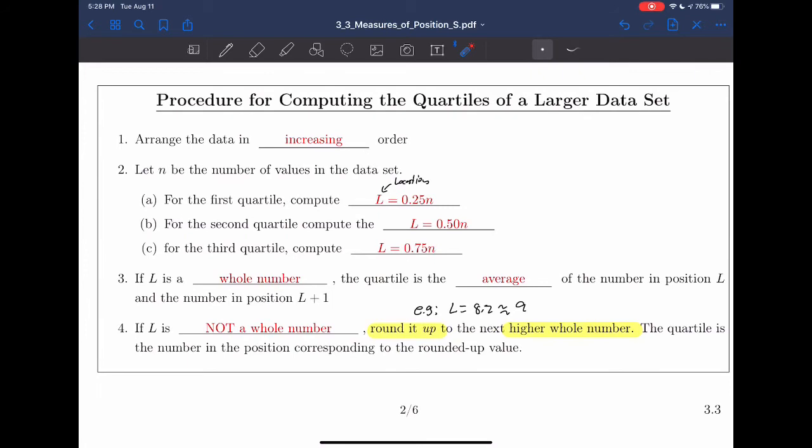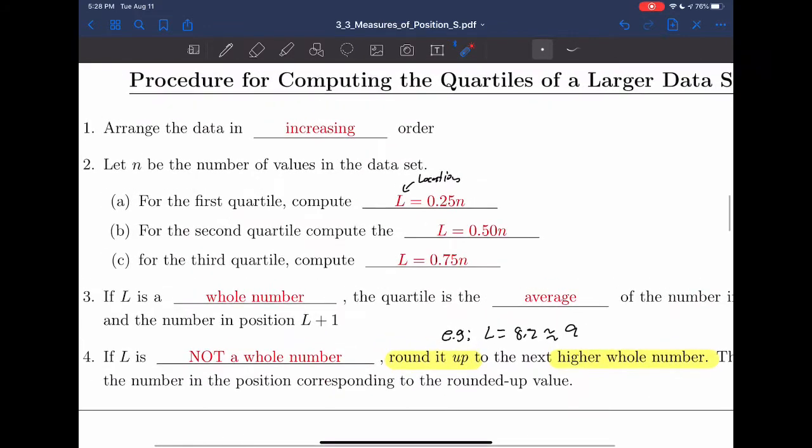And you do the same thing for the second quartile and third quartile. For the second quartile, you multiply 0.5 times the number of observations. And for the third quartile, you compute 0.75 times the number of observations in your data set. The reason we do this is because these numbers represent the lower 25% of your data set, the middle of your data set, and the upper 75% of your data set.